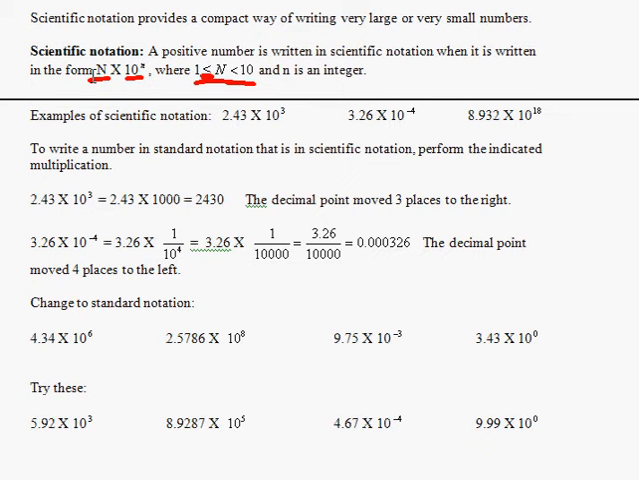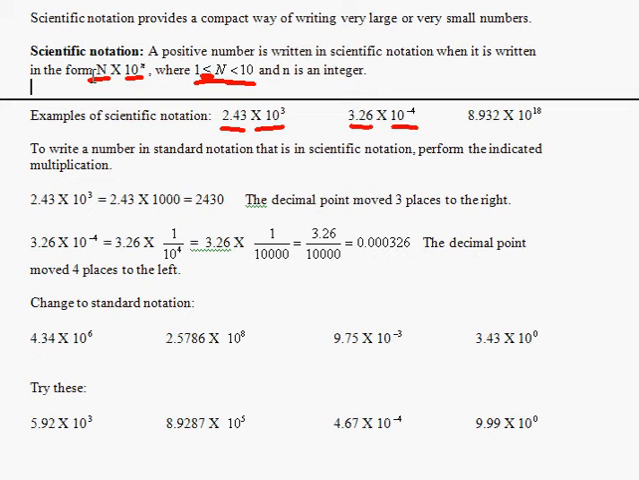Okay, some examples of scientific notation. 2.43 times 10 cubed. 2.43 is a number between 1 and 10. 10 cubed is 10 raised to some power, an integer power. 3.26 times 10 to the negative 4. Again, 3.26 is a number between 1 and 10, and it's raised to an integer power. This time it's a negative number.